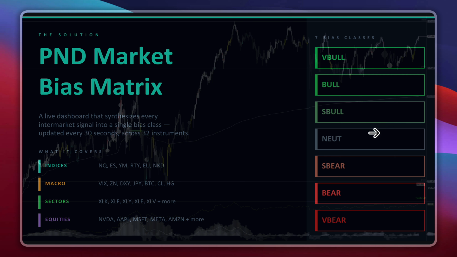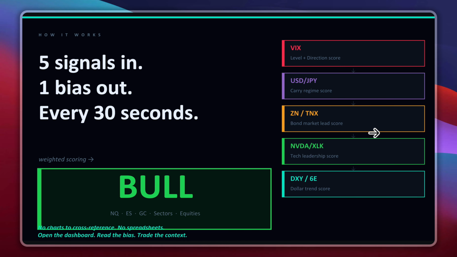What does that mean for ES? And so the idea is that you get a bunch of signals in and you get one bias out, and, you know, we would do this in near real time, and so you can use this for day trading.